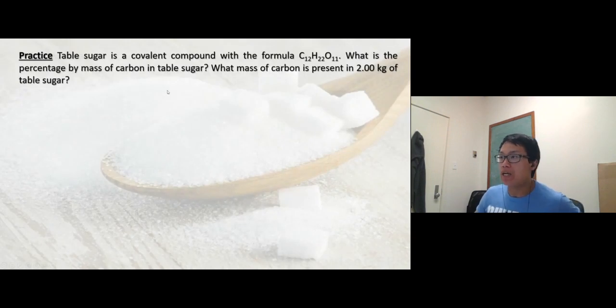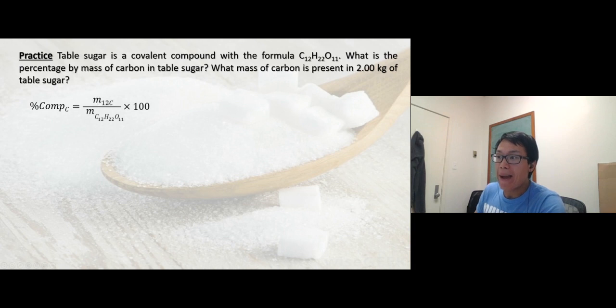All right, I'll try right here. So table sugar is a covalent compound with the formula C12H22O11. What is the percentage by mass of carbon in the table sugar? And what's the mass of carbon it represents in 2.00 kilograms? Just the first part real quick. So percent by mass of carbon is, well, easy: the mass of carbon over the total mass times 100.